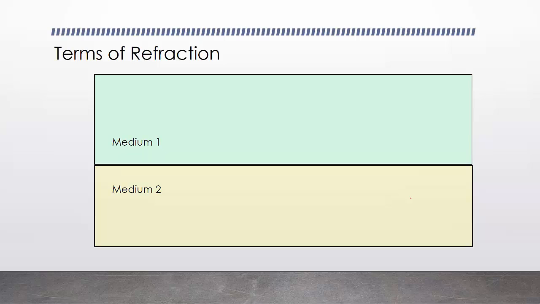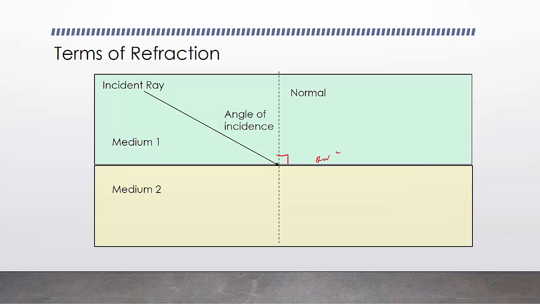Let's just wrap up some of the terms of refraction. We'll say that there's this medium 1 and medium 2, because in order for light refraction to occur, there must be a change in medium. Medium 1 is the medium that contains the incident ray, and where it strikes the surface, you draw a 90 degrees line. That's called the normal line, where it is 90 degrees to the surface.